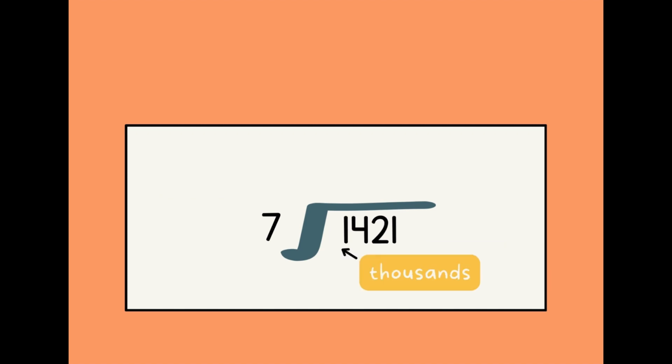First, we look at our thousands column. How many times does 7 go into 1? 7 goes into 1 0 times. So we put a 0 above the bus stop and we put a line through our 1 since we're done with it. We then carry the 1 that was originally there and we look at our hundreds column.